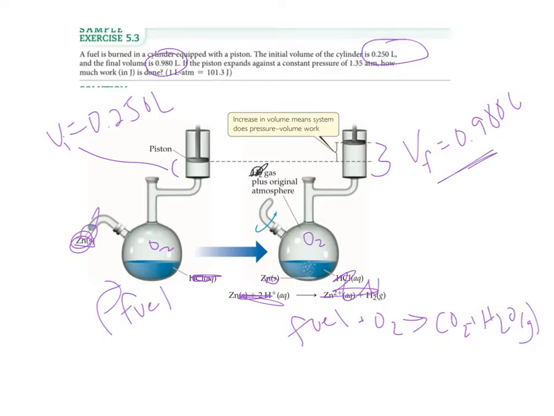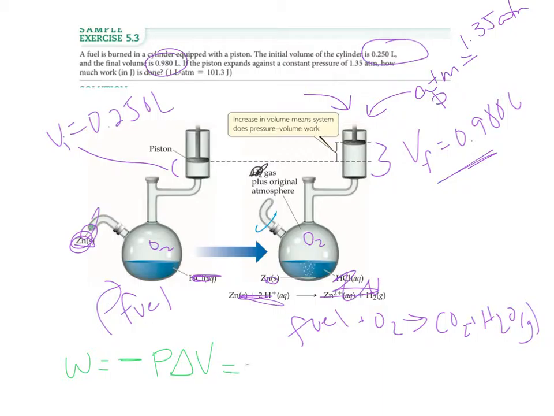If the piston expands against a constant pressure of 1.35 atmospheres, so that would be the atmospheric pressure equals 1.35 atmospheres, then what is the work done in joules? We have an equation that could figure that out. We know that work equals the opposite of pressure times change in volume. Our pressure up here, it tells us, is 1.35 atmospheres.